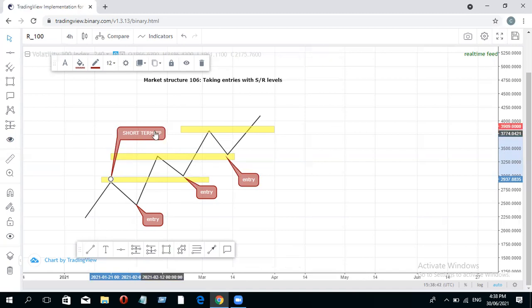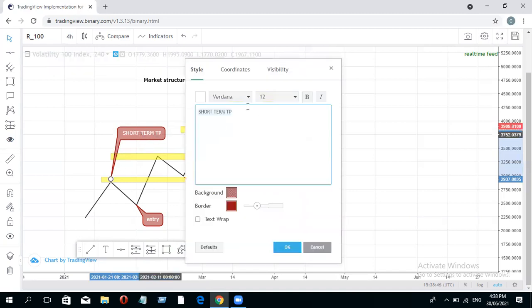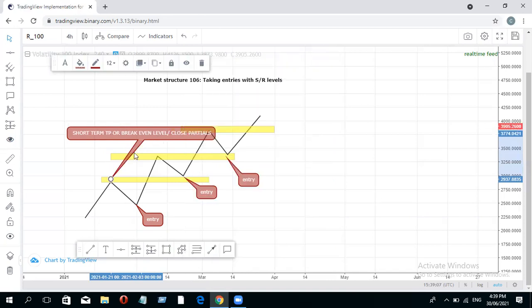I will likely break even at the previous higher low, because there's a likelihood that the market may turn back. So short-term TP or break even level, that's where I close part of my partials. This is what we do here: you close your partials, because most likely that place can send the market down again. So you can take your short-term TP here. If you're not interested in the long term, you can break even, that is, reduce your lot size.